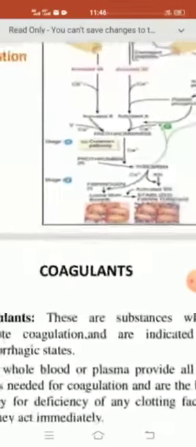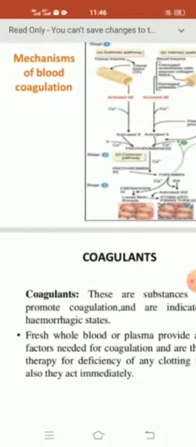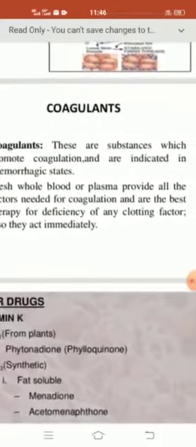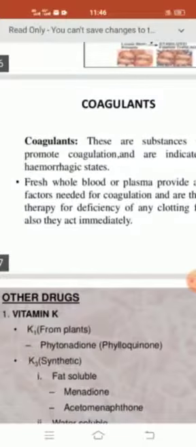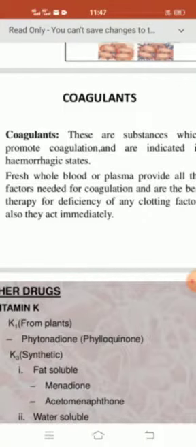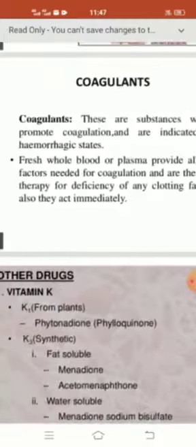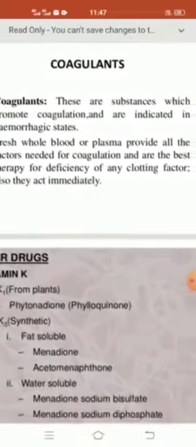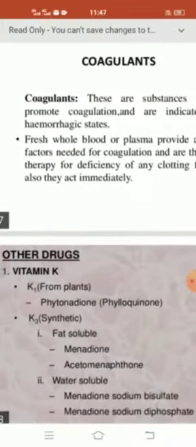Understood? So next is coagulants. How do you define a coagulant? These are the substances which promote coagulation and are indicated in hemorrhagic states. You can get the coagulating factors by whole blood transfusion, as our blood contains the clotting factors. Fresh whole blood or plasma provide all the factors needed for coagulation and are the best therapy for the deficiency of any clotting factor. Also they act immediately.